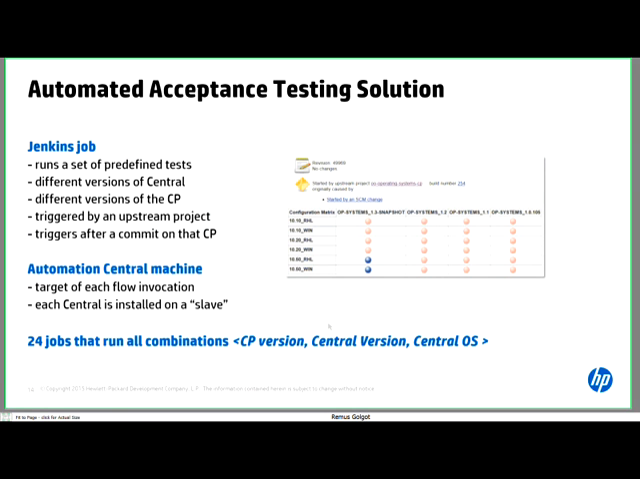Now, let's dive a bit deeper. You will need a Jenkins job, which will be a multi-configuration project. You will specify, let's say, 3 or 4 different versions of Central. You will have a couple of versions of the CP you want to test.